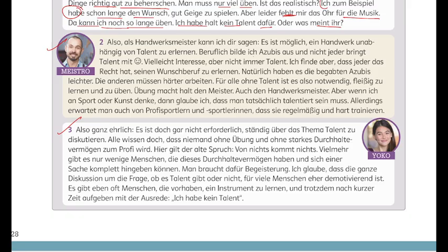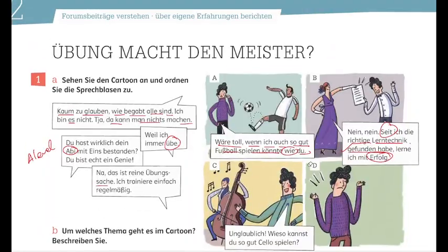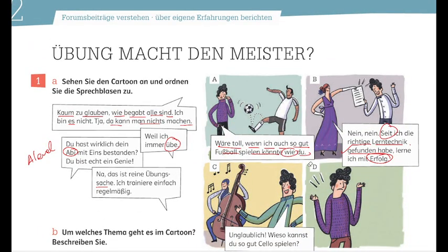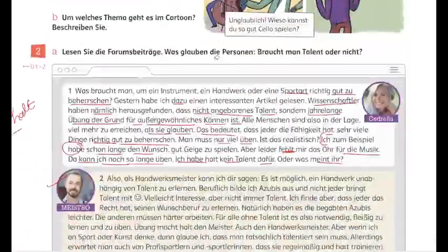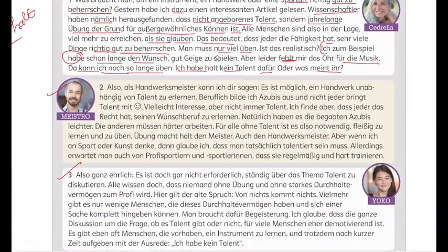Okay, and here we are dealing with our unit number 2, in which we just got to learn about die Alternativen zu Modalverben. Danach haben wir auch das Thema "Übung macht den Meister" gelesen. What is the purpose here? Forumsbeiträge verstehen, über eigene Erfahrung berichten. We were reading the comments.